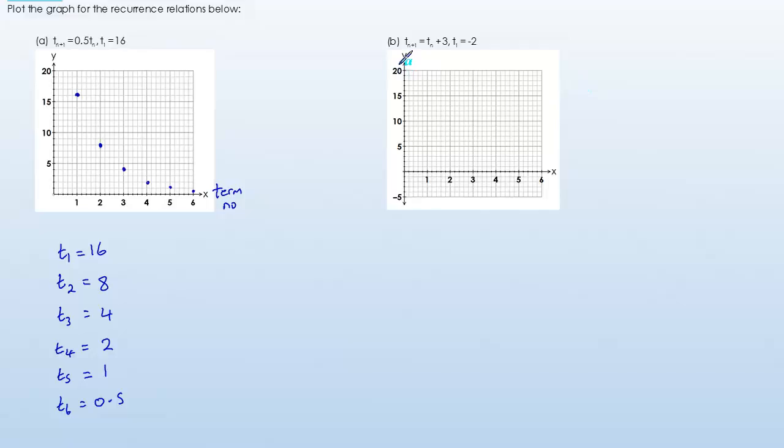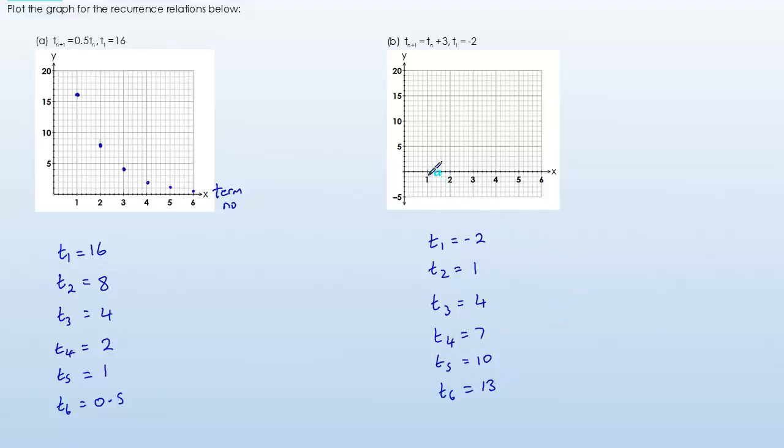Now in the second one we've got Tn+1 = Tn + 3, starting with T1 is negative 2. So T1 is negative 2. To get to T2 we're going to add 3. So that's going to give us 1. T3 then is going to be 4. T4 will be 7. T5 will be 10. And T6 will be 13.